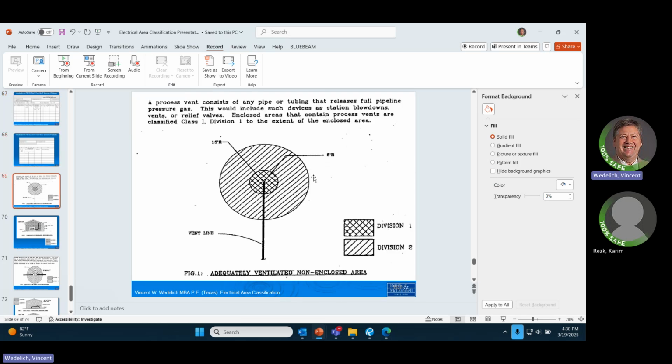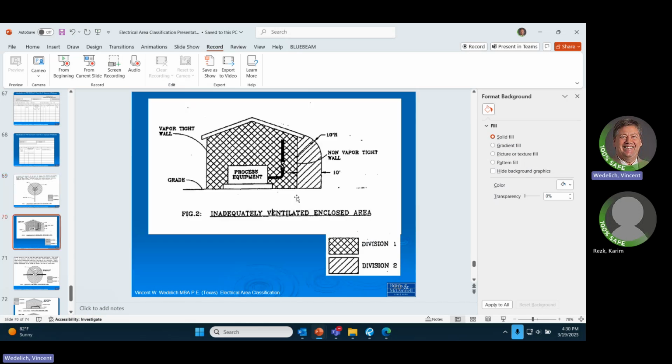So if I have a process vent, and this is just one example, 3 feet or 5 feet from the radius in this example is Div 1. 15 feet from the radius is Div 2. If there's nothing in that area, literally no arcing and sparking devices, nothing to ignite it, who cares? You just note it and move on. But if there's something in there, then you've got to deal with it.